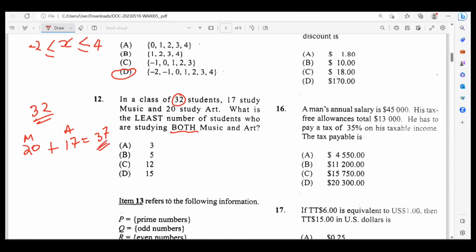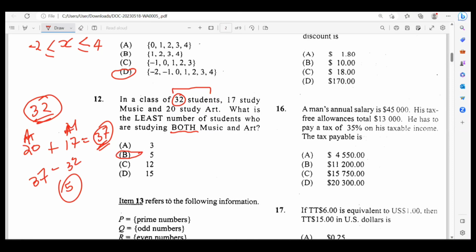So basically, you're dealing with 37. What we're saying is you're going to compare the 32 here, because they did say it is actually 32 students in the class. Now you're realizing that when you add the art and the music, you're getting 37. So in other words, something is overlapping. You want to take that. You'll see that there's 5 overlapping, and that is why you end up with that. All right.